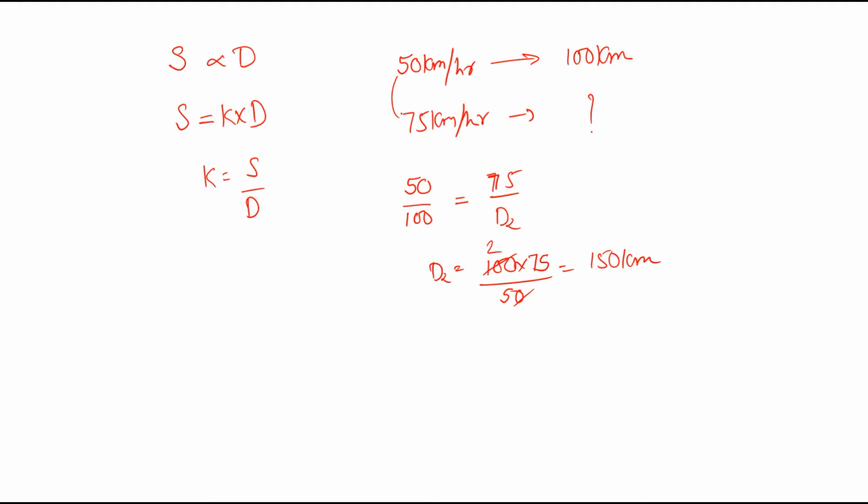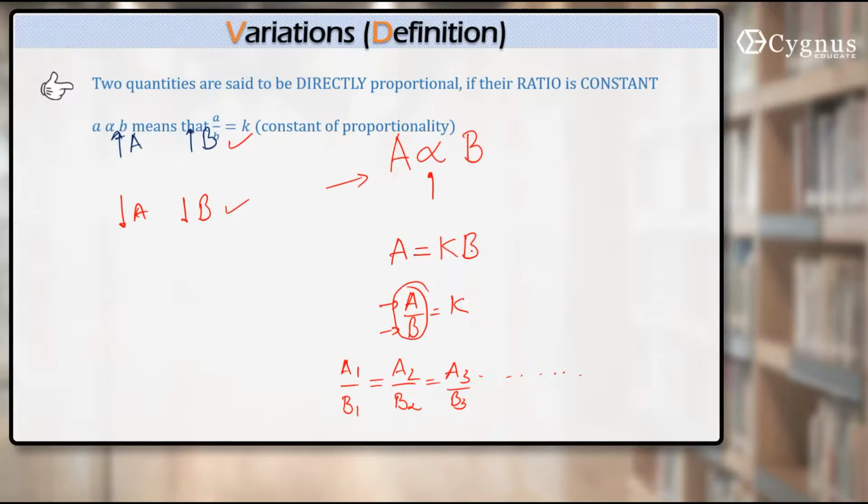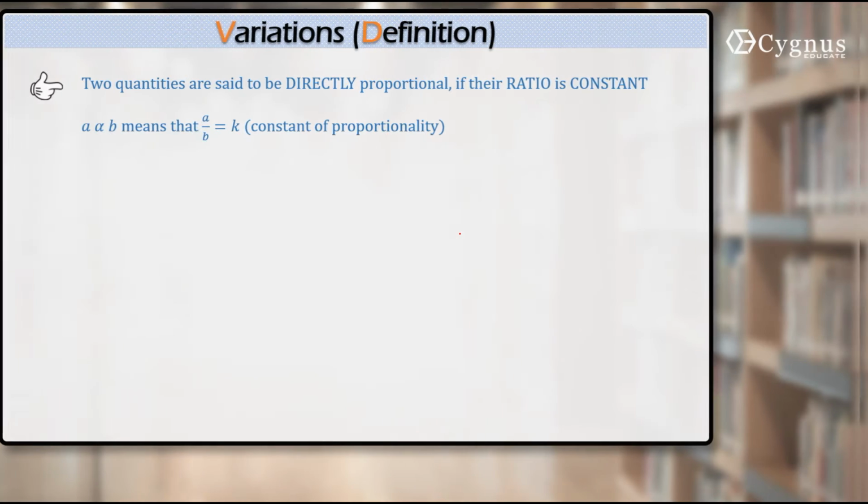Now, you have increased your speed by 50%. That's why the distance will also increase by 50%. This is how we can solve the question of variation. Fine. Now, let's look at one more concept.